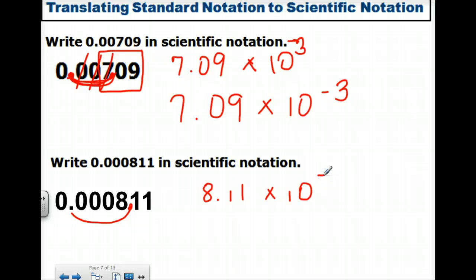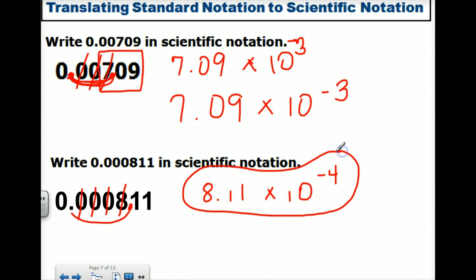Now go back and count how many teeth are inside the smile, or how many numbers are inside the giant swoop. 1, 2, 3, 4. And there's our final answer: 8 and 11/100 times 10 to the negative fourth power.